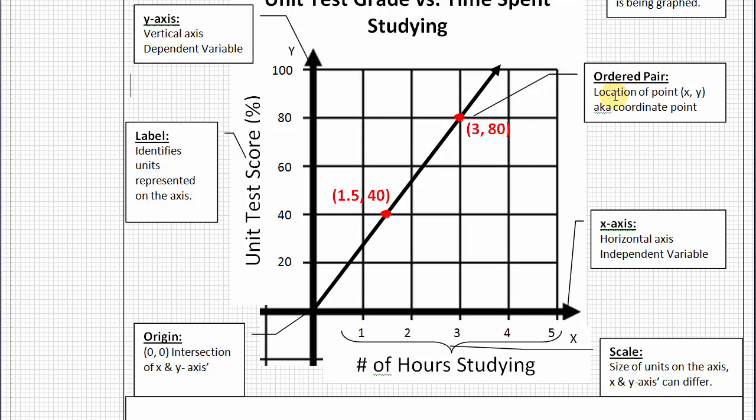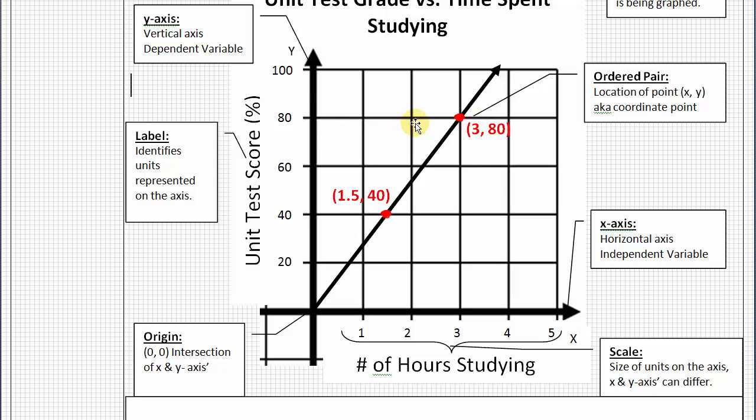And the ordered pair is important because it tells us the location of a point. We always list the x value first and the y value second. And when we're listing an ordered pair, we use parentheses and a comma to separate the x and the y. You will often also hear ordered pairs or points referred to as a coordinate point, because they are the coordinates of the location on the graph.